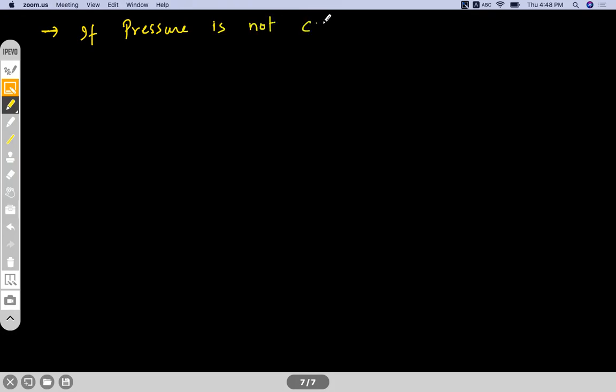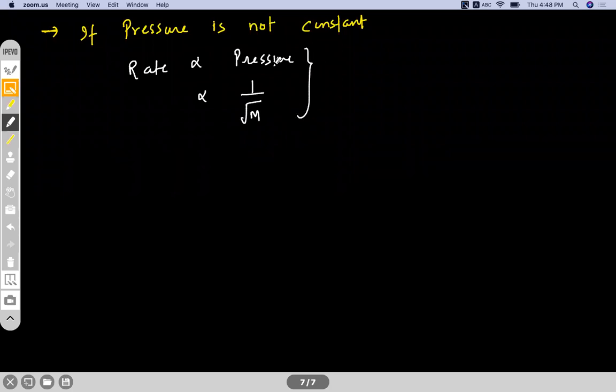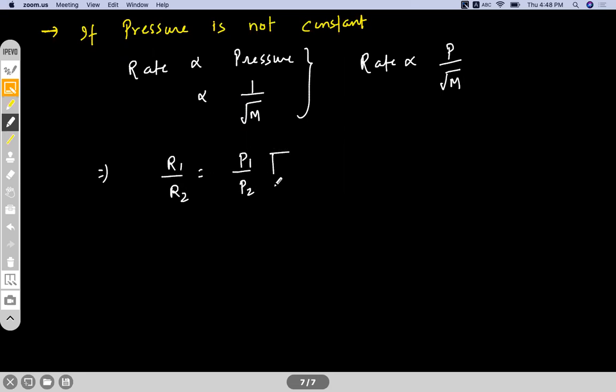If pressure is not constant, then we know the more the pressure, the more the diffusion or effusion. So rate is directly proportional to pressure. And we already know that rate is inversely proportional to the root of molecular mass. When we combine the two, rate is directly proportional to P by root M. Hence if pressure is not constant, R1 by R2 is equal to P1 by P2 into root of M2 by M1.